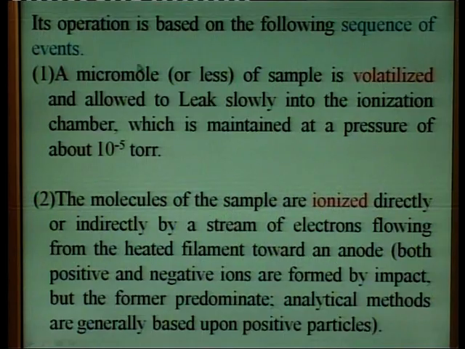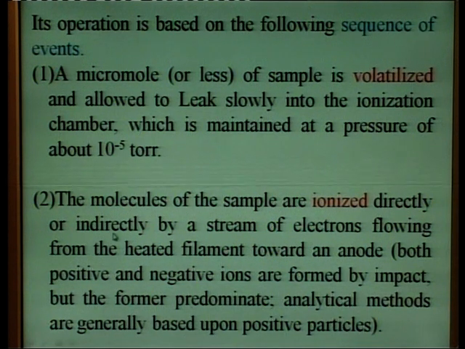Now, its operation is based on the following sequences. First, a small molecule or small micromole sample is volatilized and allowed to leak into the ionization chamber, which is maintained at a pressure of 10 to the power minus 5 torr. Then these molecules are turned into ions.